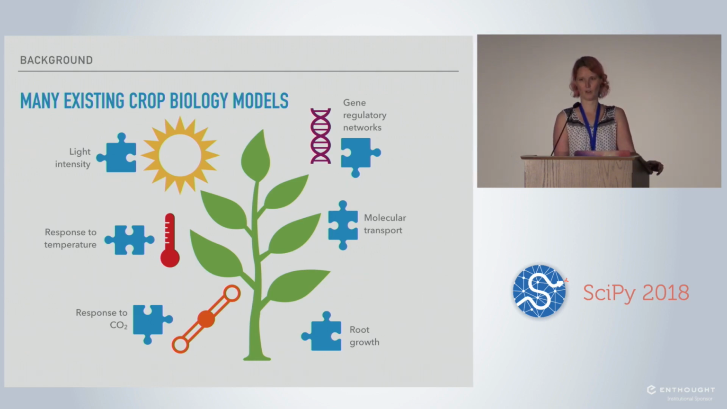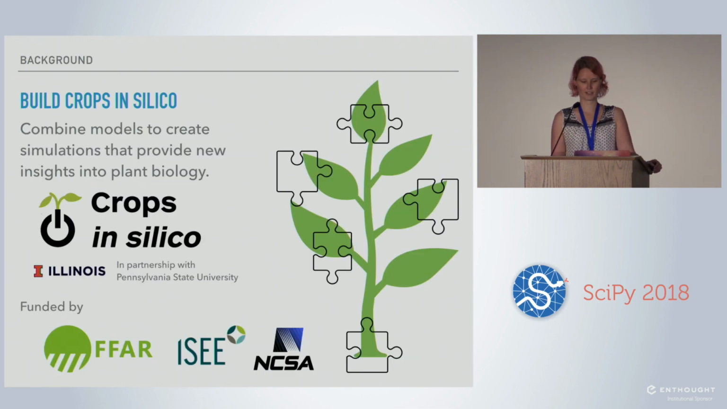And so this is the goal of the Crops in Silico project at the University of Illinois in partnership with Penn State. And it is funded by FRIC and NCSA. And so we're trying to build a community around providing these crop scientists ways of bringing their models together and working with each other to actually build an entire crop in silico in order to answer these questions about what can we do to make sure that there's enough food.